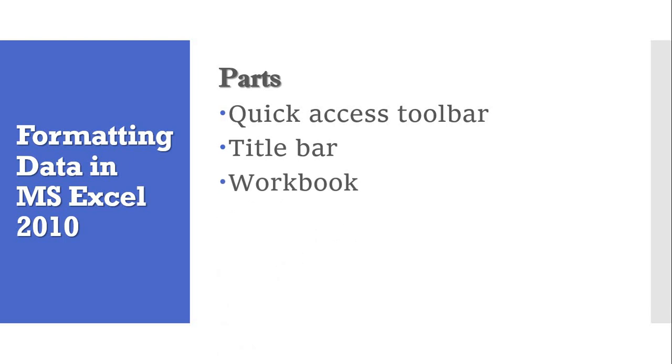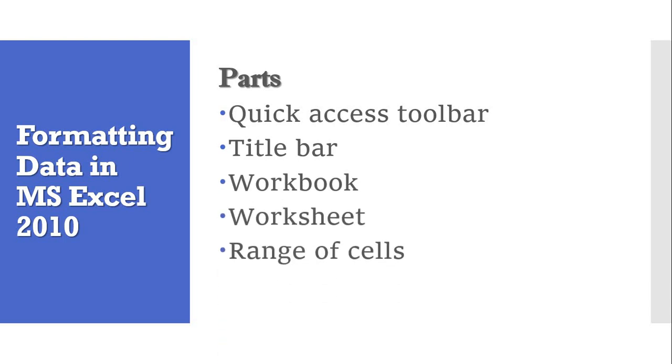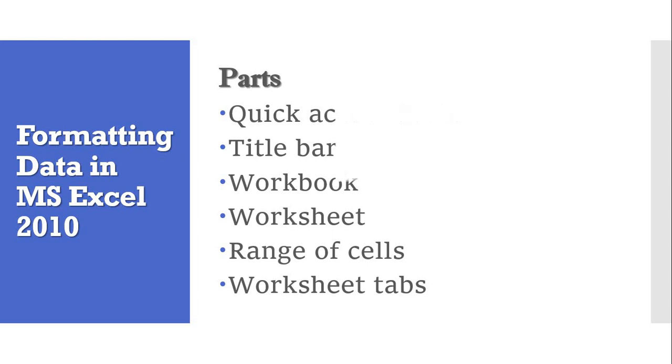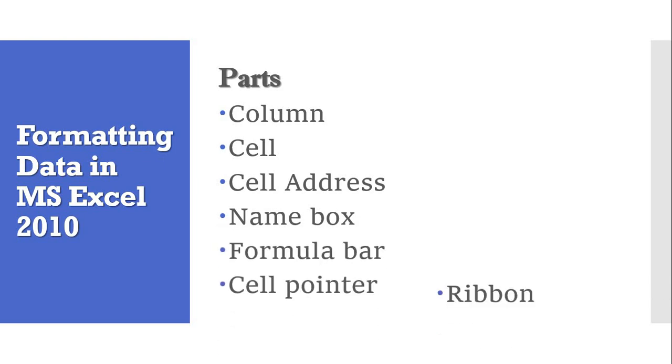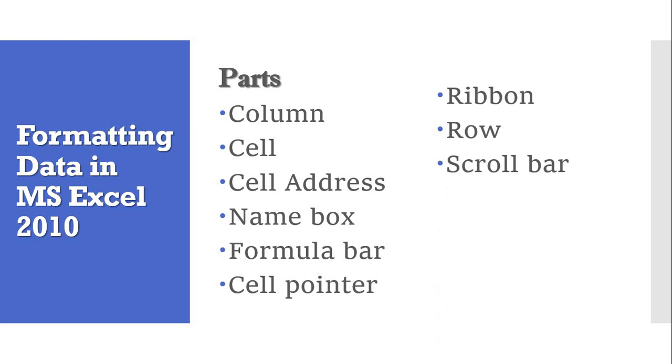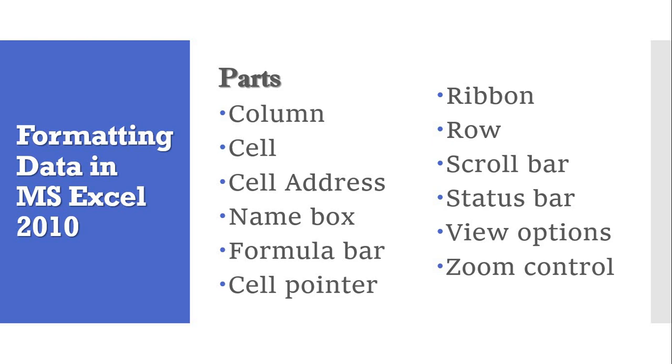Next, parts of the Microsoft Excel 2010 window. There are various parts. They are Quick Access Toolbar, Title Bar, Workbook, Worksheet, Range of Cells, Worksheet Tabs, Column, Cell, Cell Address, Name Box, Formula Bar, Cell Pointer, Ribbon, Row, Scroll Bar, Status Bar, View Options and Zoom Control. These are all various parts of the Microsoft Excel 2010 window. I hope you already know about the parts.